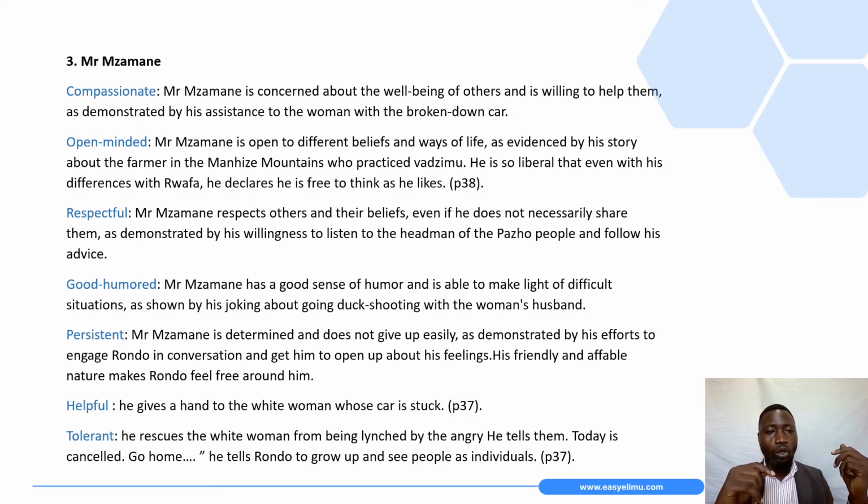We're also told that he's respectful. He respects others and their beliefs, even if he does not necessarily share them. This is also demonstrated in his willingness to listen to the headman of the Puzzle people and follow his advice. He's also good-humored. We are told that Mr. Mzamane has a good sense of humor and is able to make light of difficult situations. This is also shown by his joking about going duck shooting with the woman's husband.